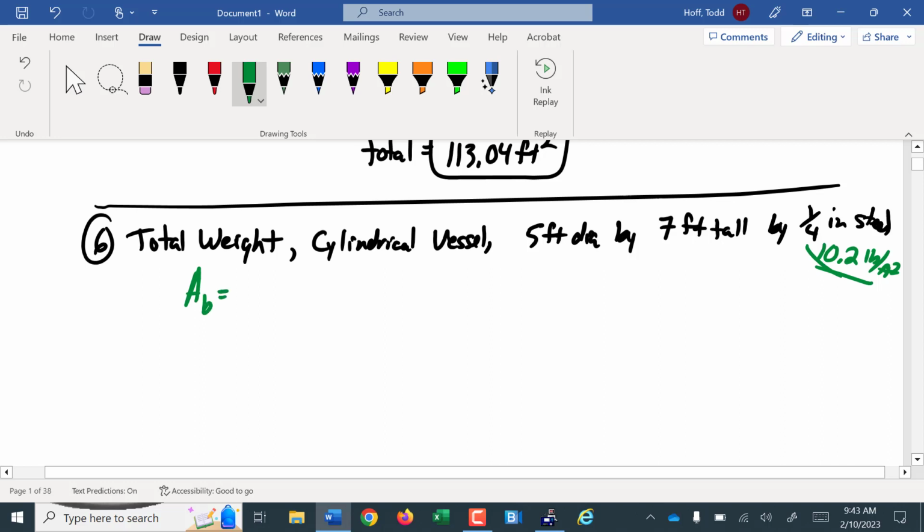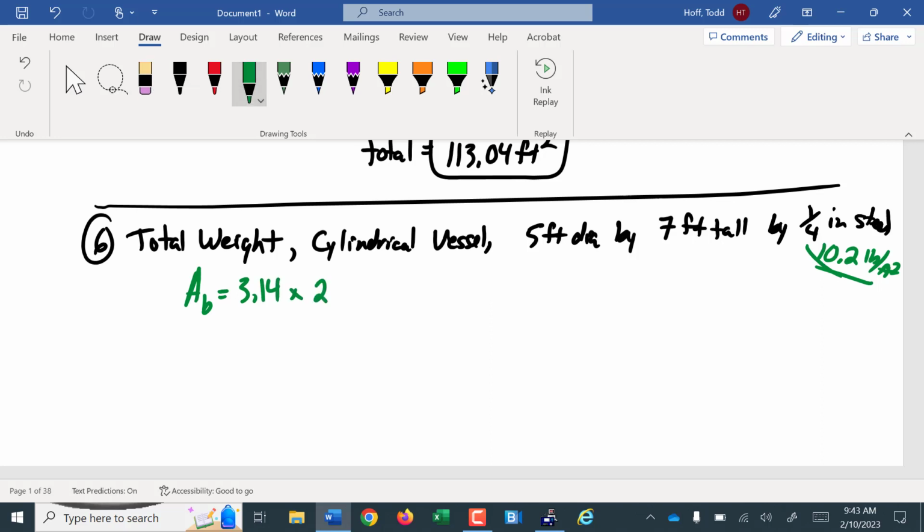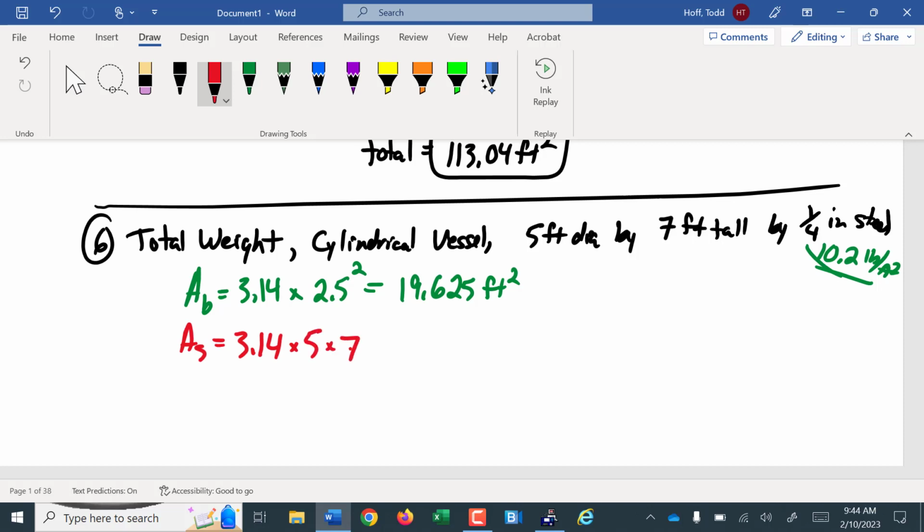So the area of the bottom, 3.14 times what? So times the radius squared, 2.5 squared. So that's 6.25 times 3.14. What's that give us? 19.625. Perfect. Square feet. Then we need the area of the sides. That'll be pi, 3.14, times 5 times 7, the diameter times the height. What does that give us? 109.9. Perfect.